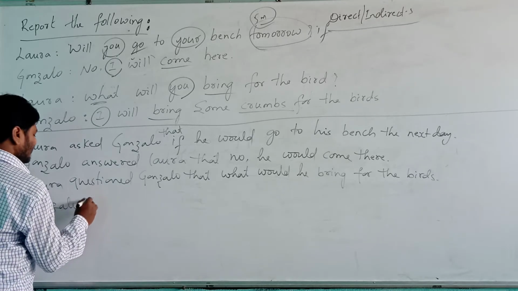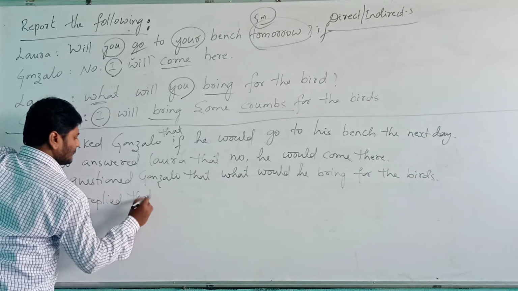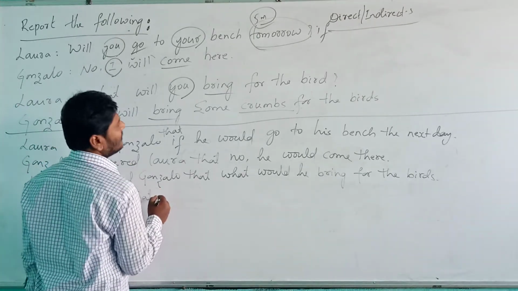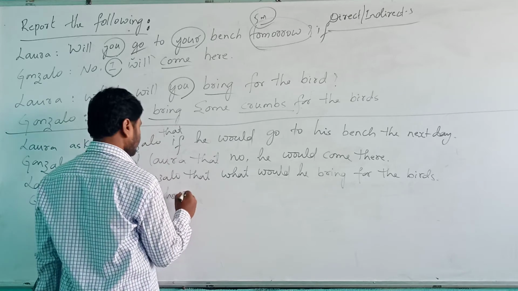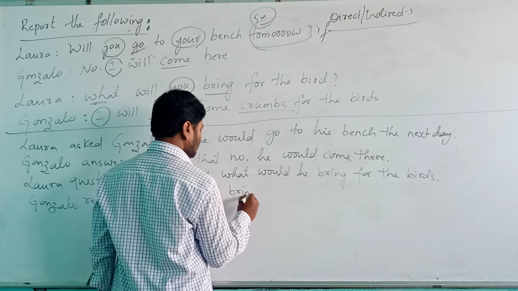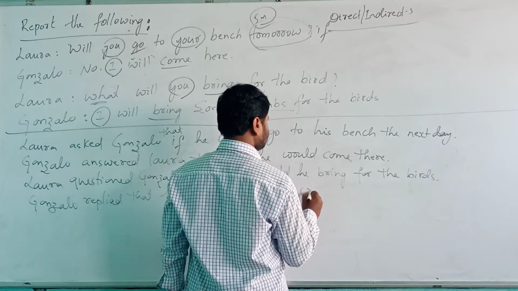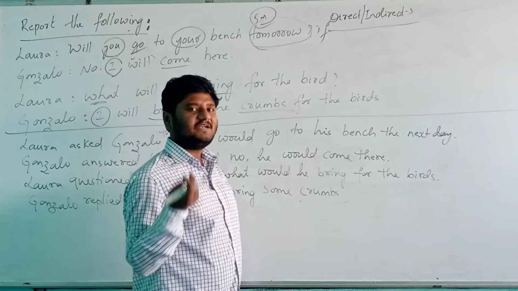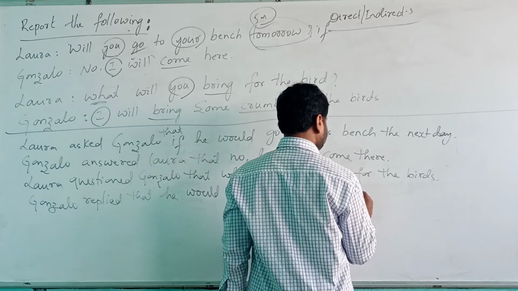Gonzalo replied that he would bring some crumbs for the birds. Will converts to would. Crumbs, as I told you, means seeds. Pigeons or crows eat seeds, which in English we call crumbs.